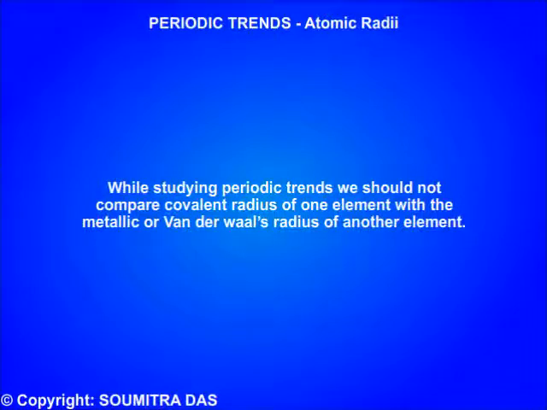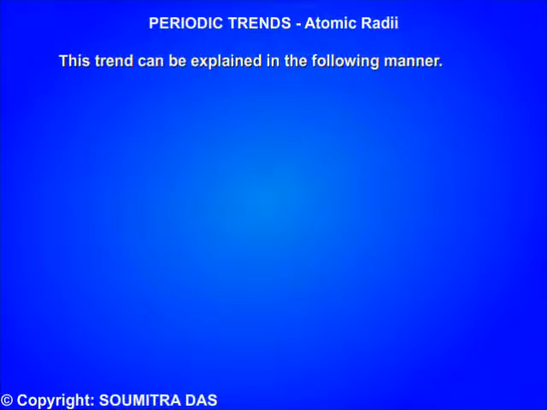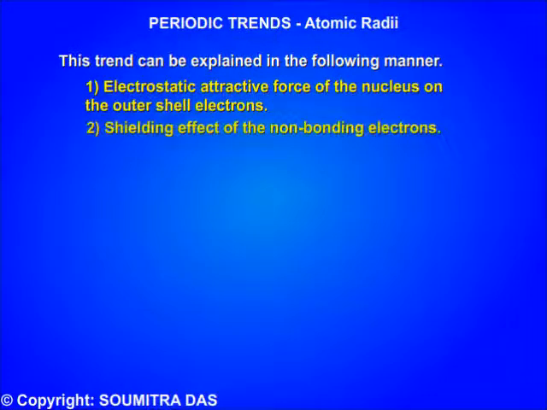Now let us study the periodic trends in atomic radius. For this purpose, I am taking the chart showing the covalent radii of elements. The elements of a period show a decreasing trend in atomic radius as we move across from left to right. This trend can be explained in the following manner. The atomic radius depends on two factors. Number 1, electrostatic attractive force of the nucleus on the outer shell electrons. Number 2, shielding effect of the non-bonding electrons.